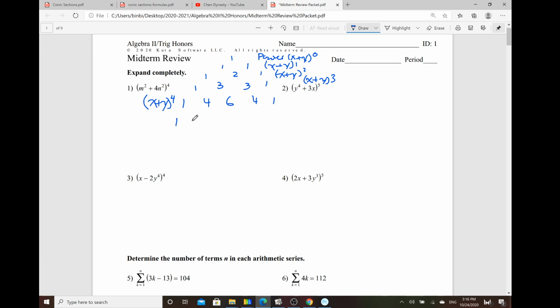And if you keep going, that'd be 1, 5, 10, 10, 5, 1. So x plus y to the power of 5 for the power expansion. Anytime you see the fifth power, this row is written as 1, 5, 10, 10, 5, 1. So 1, 2, 3, 4, 5, 6 terms. It's always greater than the power by 1, so 6 terms.